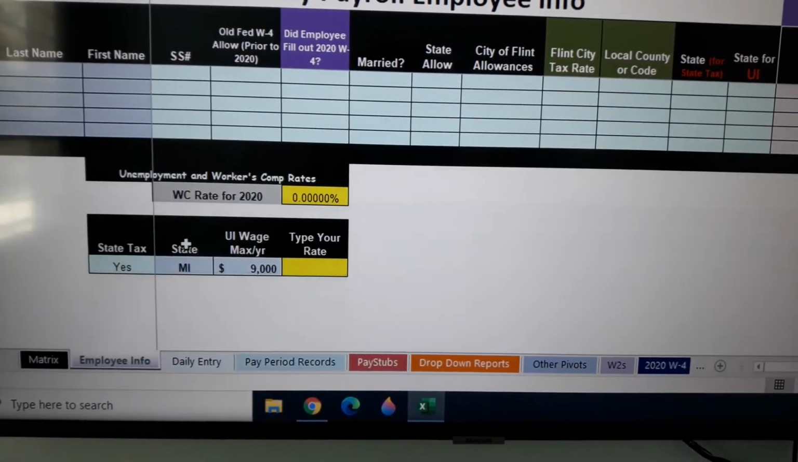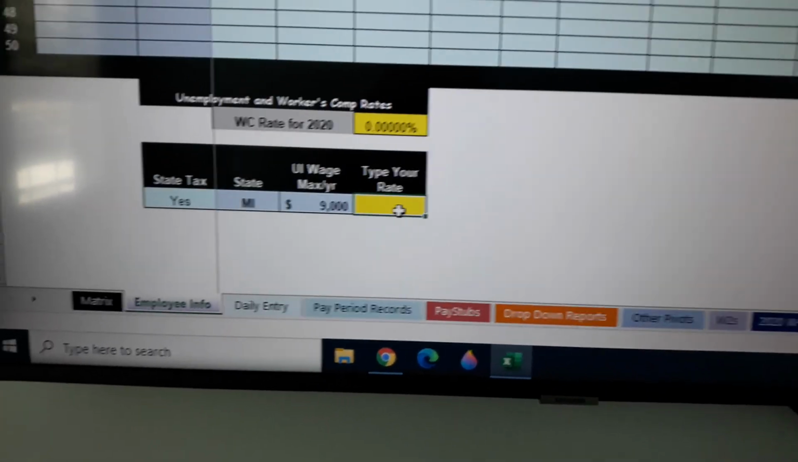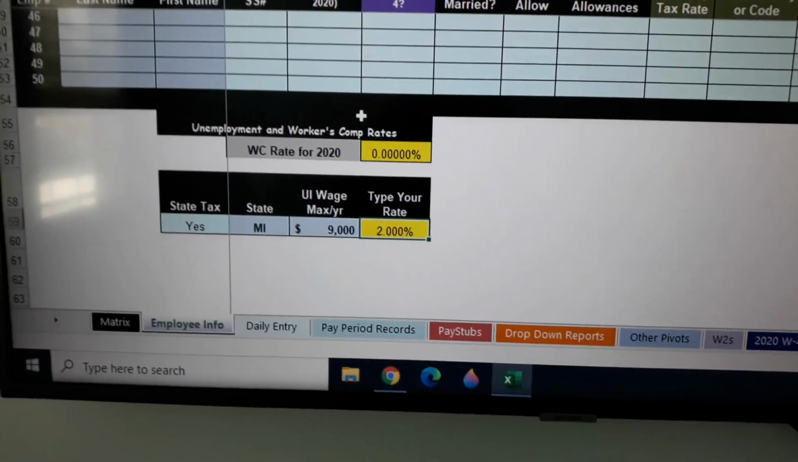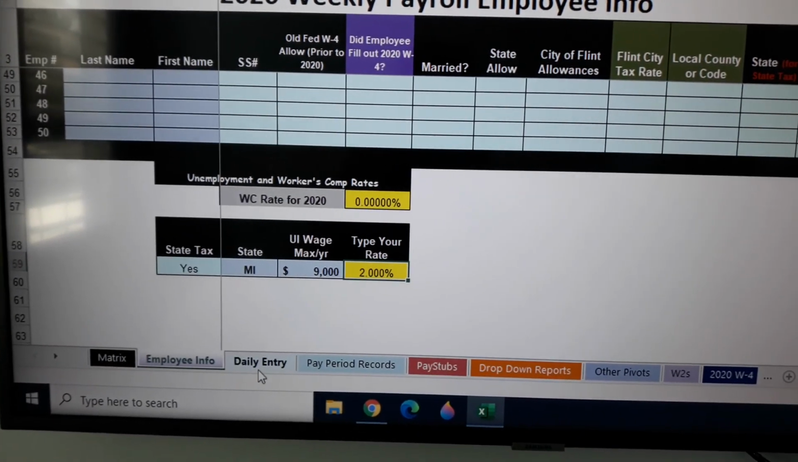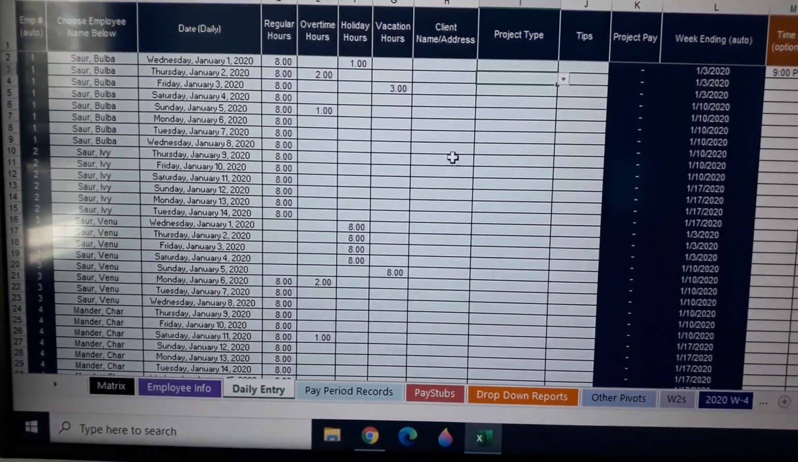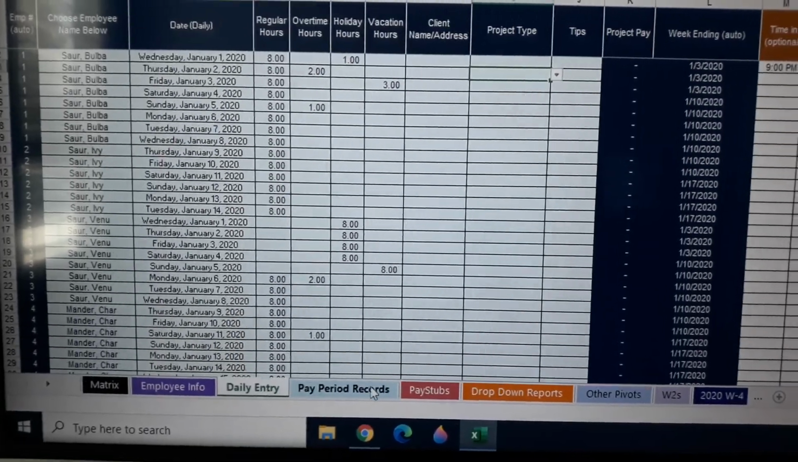Your unemployment percentage would go down here. Whatever unemployment percentage was sent to you by the state, you would put the percentage there, and it's going to then calculate and roll forward. Data entry, I've talked about in previous videos. It's pretty straightforward when you enter in hours or projects. You can go back to another video to watch about that.